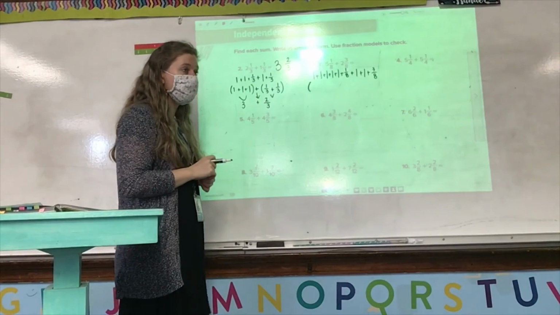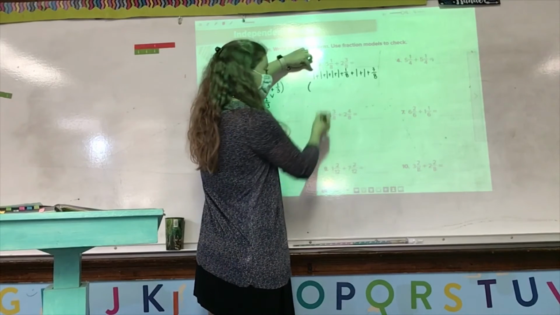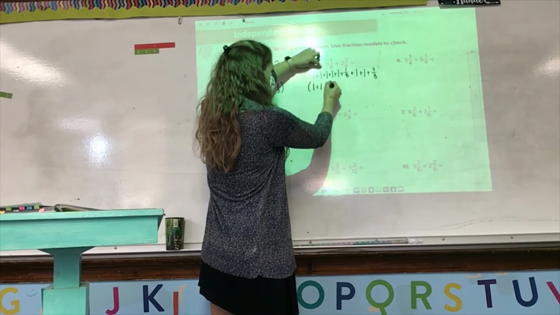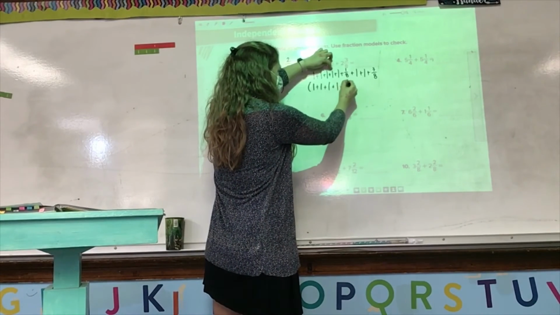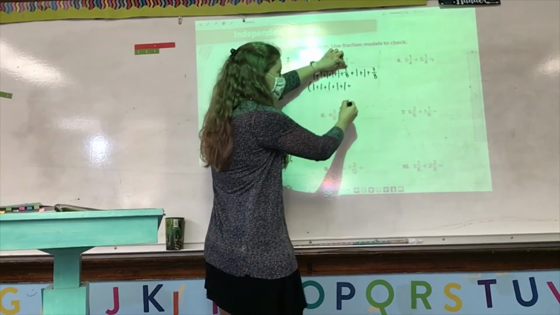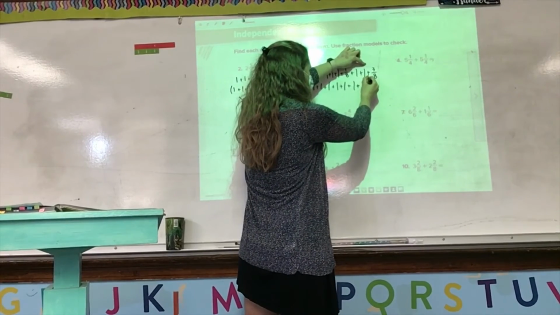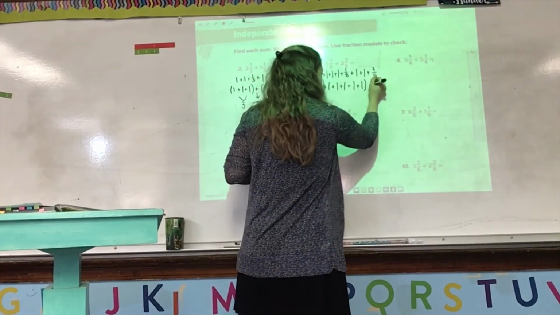Let's put our whole numbers in a group first. This one, yes, plus this one, yes, plus this one, yes, plus this one, yes, plus this one, yes, plus this one, no, plus this one, yes, plus this one, yes. Any others? No. So we close our parentheses.